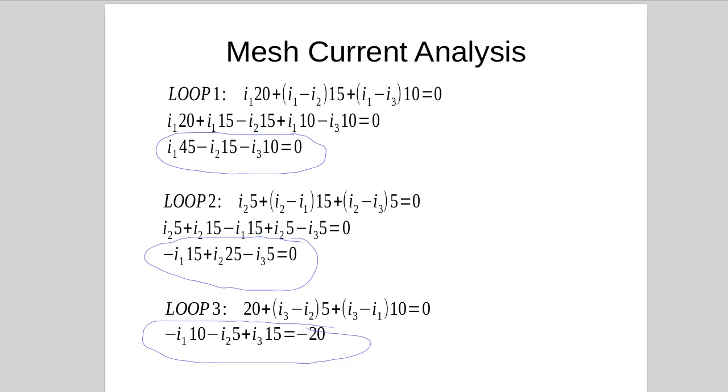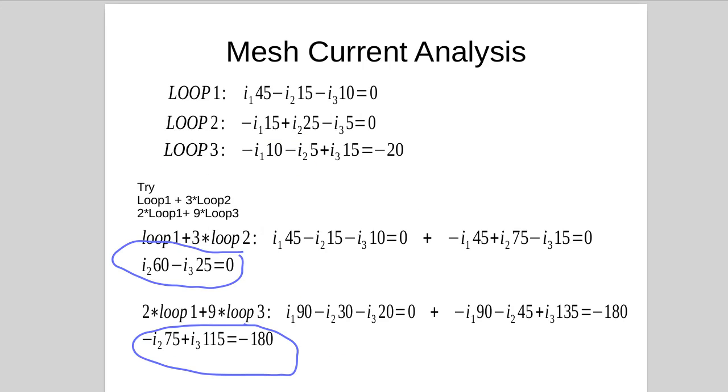So now we can take those three equations and use them as simultaneous equations. In this case, we've decided to try and get rid of I1. By multiplying this equation by 3 and then adding it to this equation, the I1 term will have 45 and minus 45, so the I1 term will disappear. So by multiplying this whole equation by 3 and adding it to this equation, we end up with this equation here.